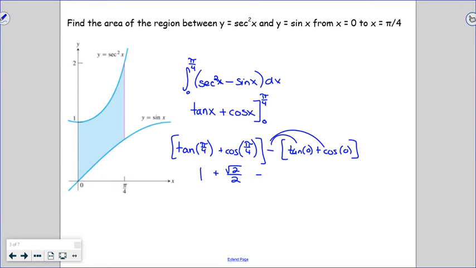Minus, and I can distribute that negative through, tangent of 0 is 0, cosine of 0 is 1. Right. Cleaning that up, I have 1 plus square root of 2 over 2 minus 0 minus 1. 1 minus 1 is gone. So we'd be left with square root of 2 over 2. Top minus bottom, integrate on the interval given. Questions?